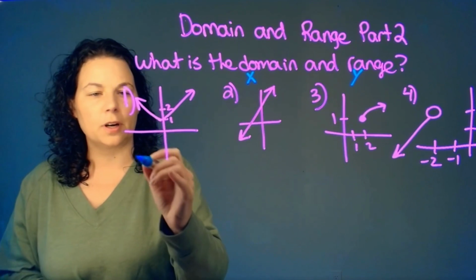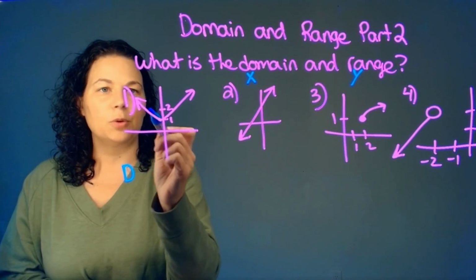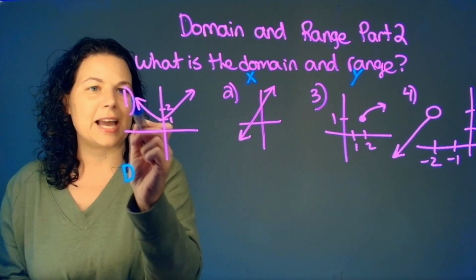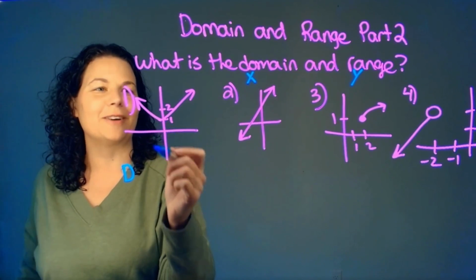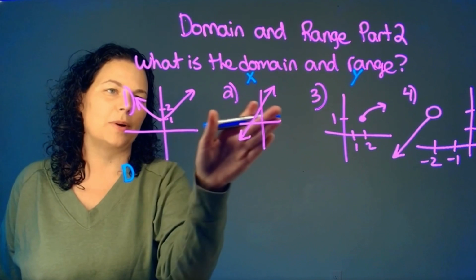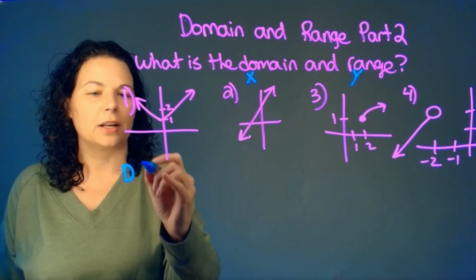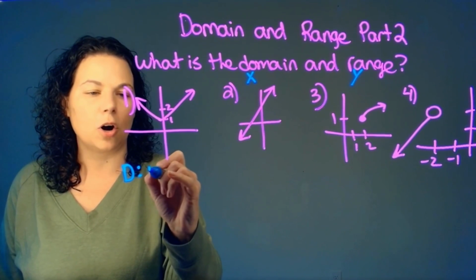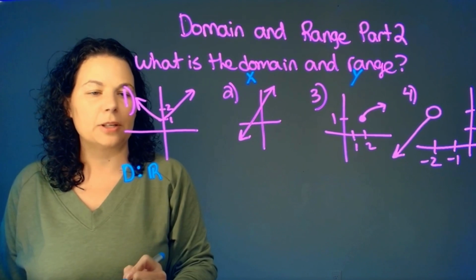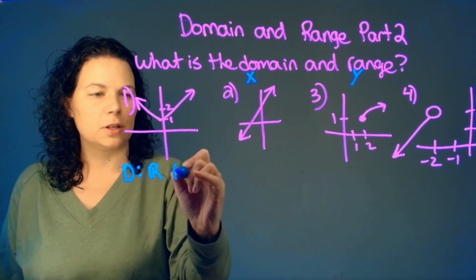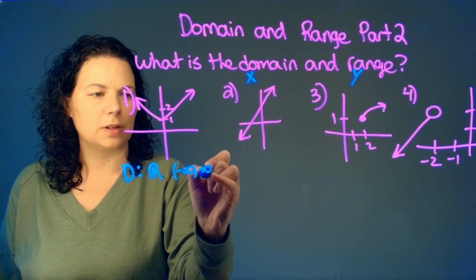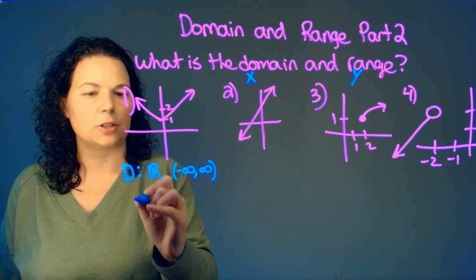So for this first one, our domain, if you look at the arrows, the x's are going down on the left forever, and the x's are going up forever and ever on the right. So the domain for this one would be all real numbers. So we can write it that way. Some of our teachers are going to want us to use interval notation. So that would be negative infinity to infinity if we were using interval notation.